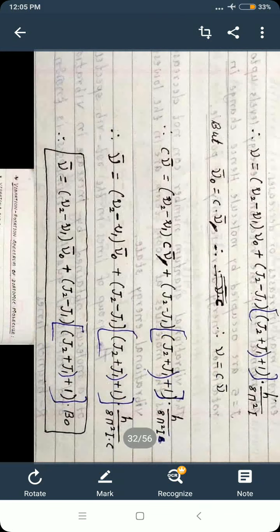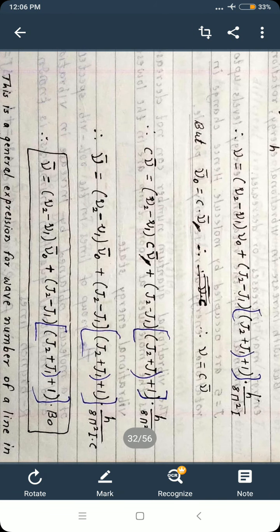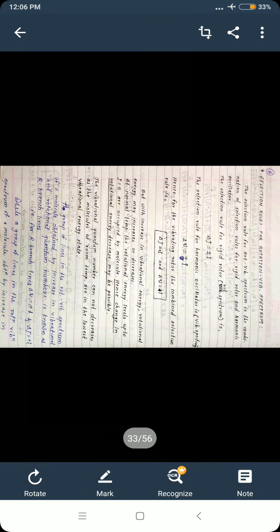This is the equation for the wave number of the line, that is, the energy associated with the gap between the two energy levels, initial and final. That energy in wave number form is nu bar equal to (v2 minus v1) into nu 0 bar plus (J2 minus J1) in bracket (J2 plus J1 plus 1) into B0. We know that h upon 8 pi squared I c is nothing but B0, the rotational constant. This is a very important equation. Remember it for further calculations.